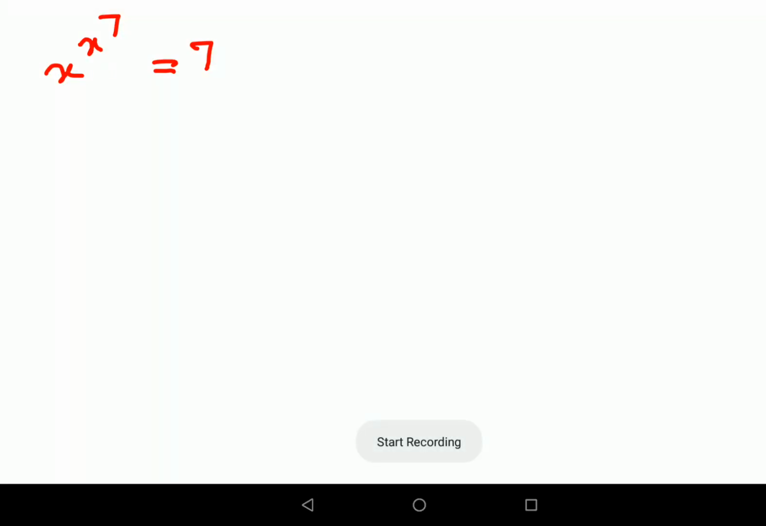Welcome everyone. So this question was very tricky. You literally have to be a genius to solve this one. Okay? Why? Because here the first step itself is very tricky. You have x raised to 7 and everything is still equal to just 7.